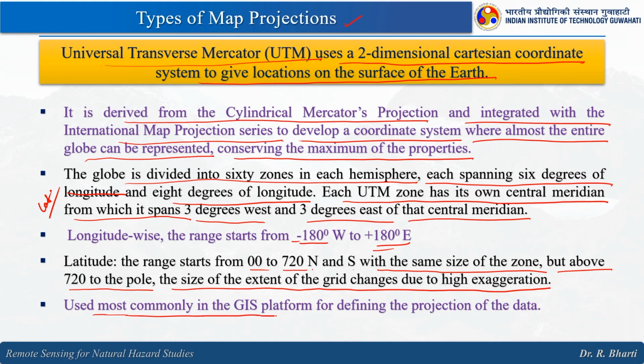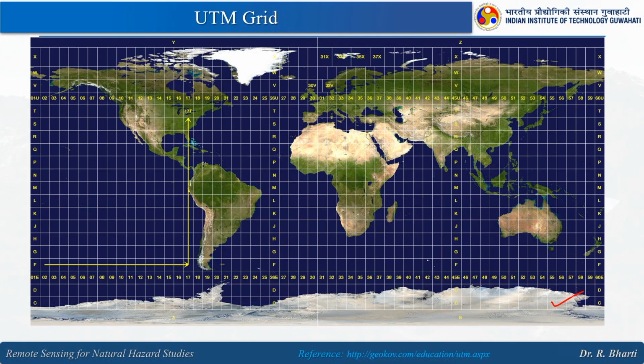Used most commonly in GIS platforms for defining the projection of the data, because whenever you are using a satellite image or any parameter derived by remote sensing or the conventional technique, all the maps should be in the same reference system. Only then will you be able to overlay them together and run a query to get the answers, right. So, this is the example of a UTM grid. Here you can see how these grids are divided.